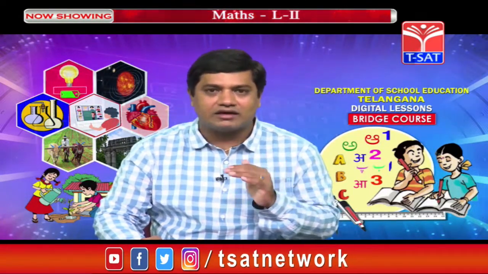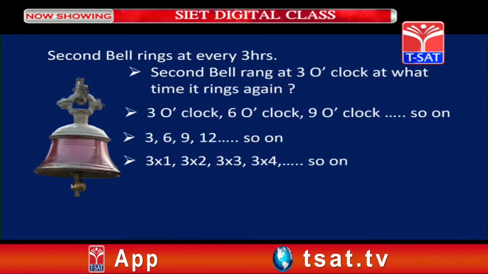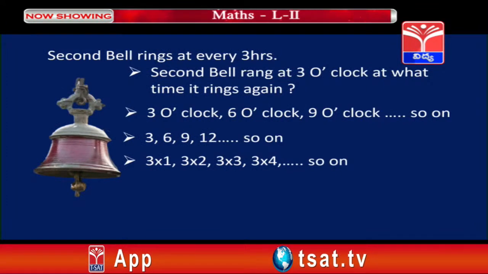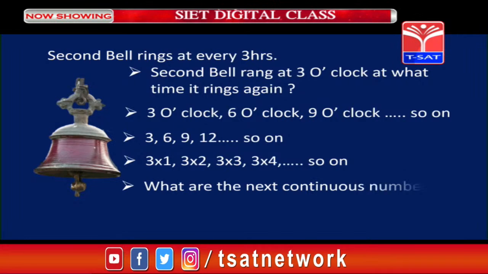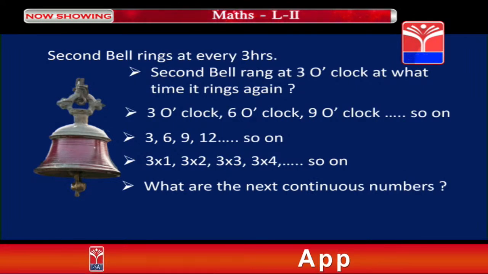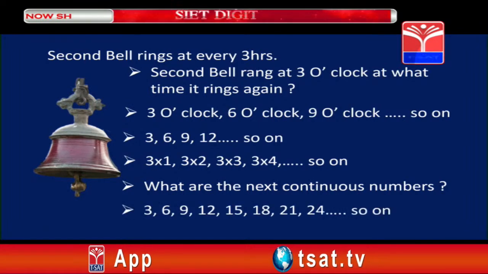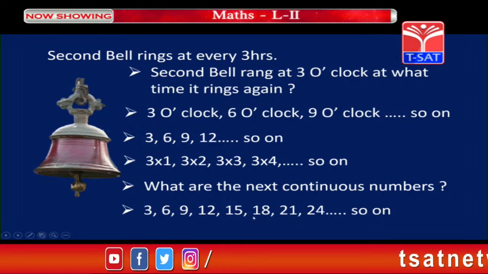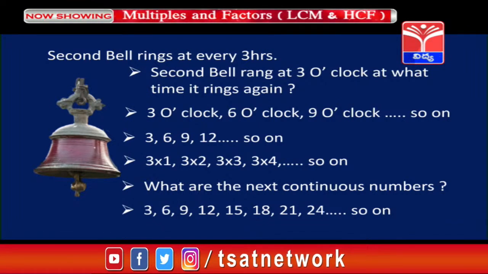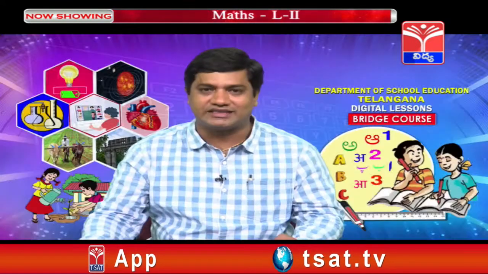Now write the numbers only instead of writing the clock. These can be written as the product like this: 3 into 1, 3 into 2, 3 into 3, 3 into 4 and so on. Write in your notebook. Can you write the continuous numbers as we have written for multiples of 2? Now you write the continuous numbers. These numbers are multiples of 3. Dear children, write all these multiples in your notebook. You know multiples and you know the multiplication tables. You might have seen all these numbers in the multiplication table of 3.